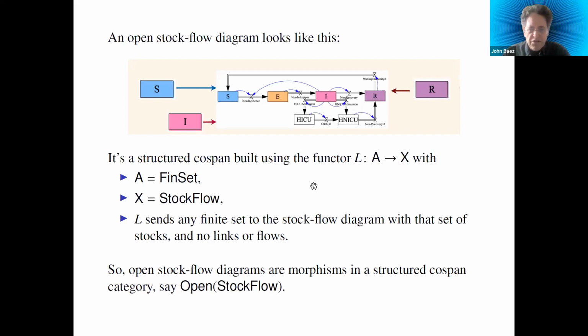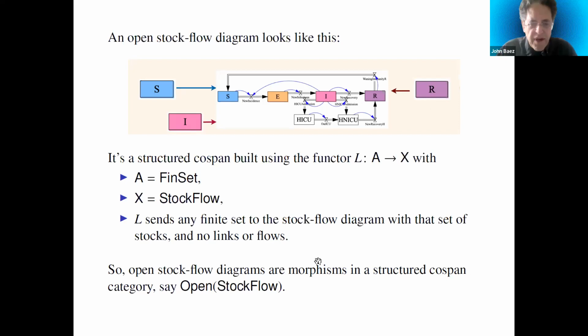So this is a structured cospan using a functor from A to X, where A is the category of finite sets, where you think of a finite set of stocks as your finite set. X is the category of StockFlow diagrams, and L sends any finite set to the sort of trivial StockFlow diagram with that set of stocks and no links or flows. So that allows you to talk about a morphism from this thing to this thing. You convert this in a free way to basically a StockFlow diagram.